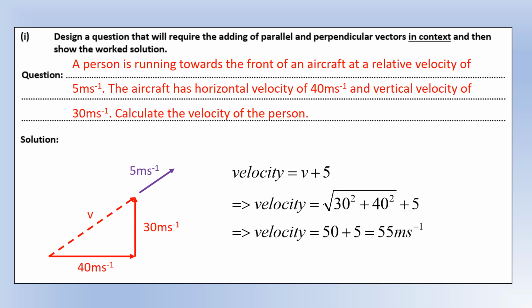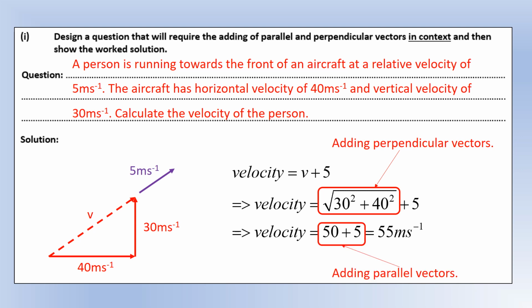So the person's velocity is just going to be v plus 5. And v is going to be the square root of 30 squared plus 40 squared using Pythagoras. And then we add those together and we get 55. So there's where we've added perpendicular vectors. Here's where we've added parallel vectors together.